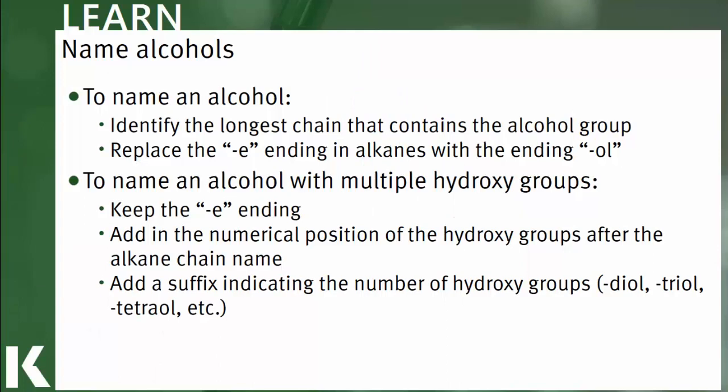In this video we'll be working through the steps in alcohol nomenclature. To name an alcohol, we want to first figure out the longest chain that contains the alcohol group. Then we drop the E ending and we replace it with the OL to indicate the alcohol.